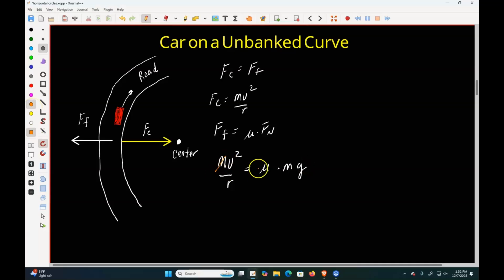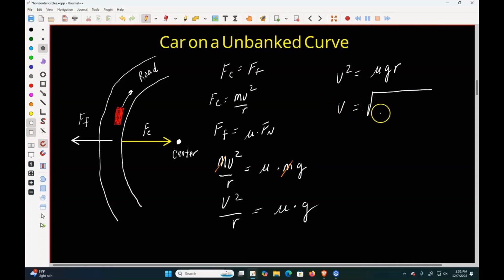We can say that the masses cancel. So v squared over r is equal to coefficient of friction times gravity. Okay, let's isolate the v squared. So v squared is equal to, I'll multiply both sides by r. So that'll be mu g r. So v will equal the square root of mu times g times r.